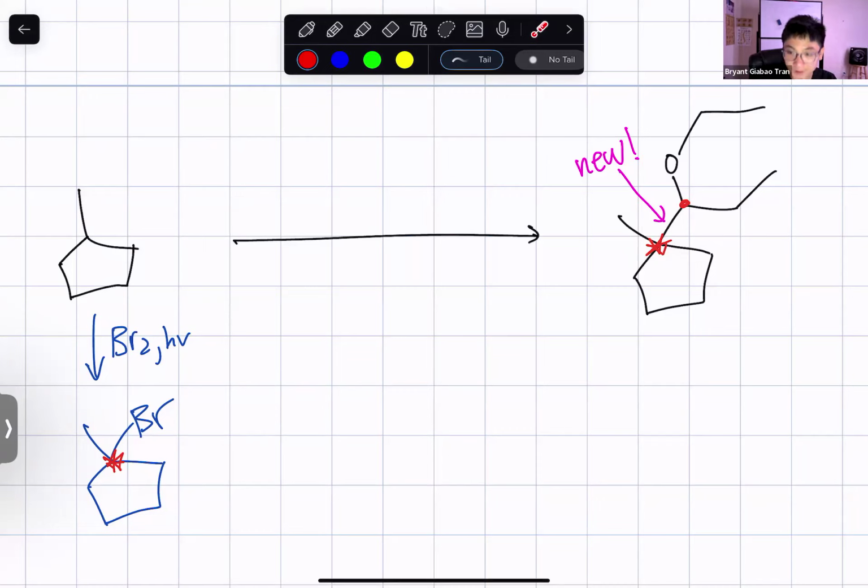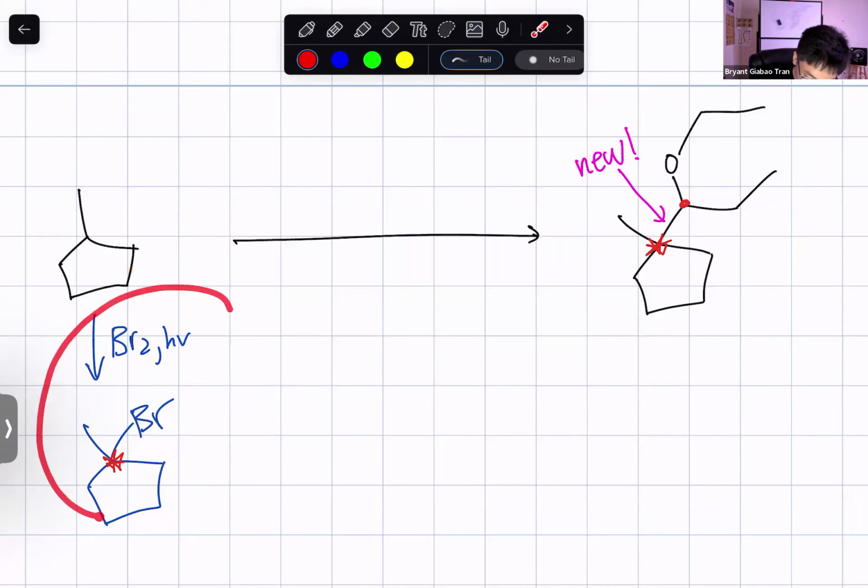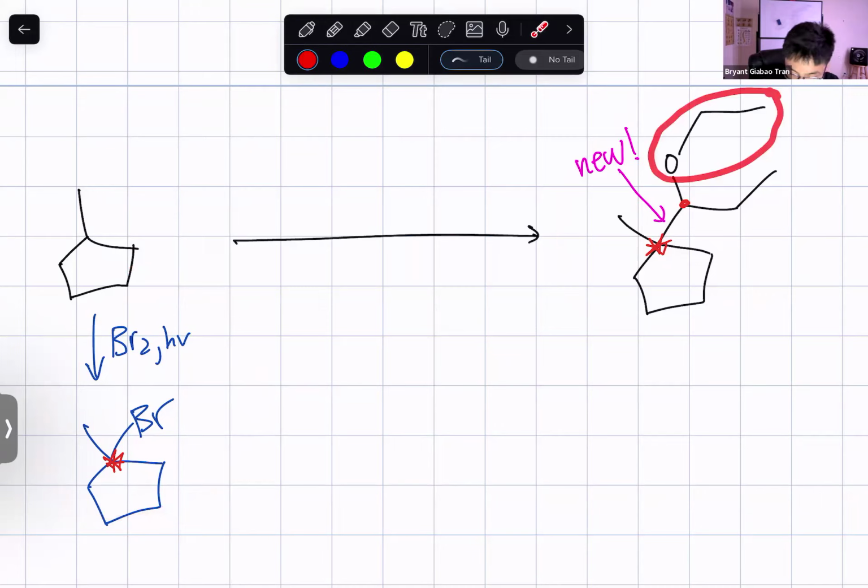Oh wait, to help us figure that out, let's go backwards. Retrosynthesis now. That's the going forwards part, right? We start off by going forward. Now let's go backwards. We know this is an ether here. What reaction do you guys know that could create an ether? What is one of the reactions we went over that creates an ether?